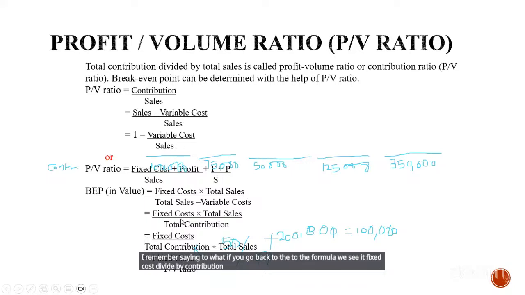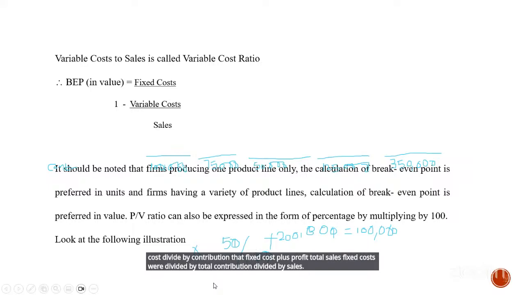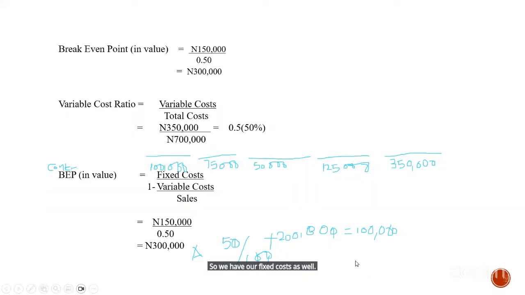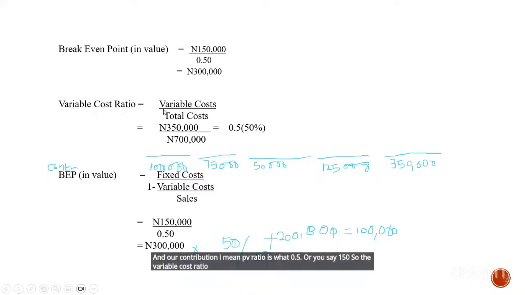That's fixed cost plus profit over total sales, but this is fixed cost divided by total contribution divided by sales. So we have our fixed cost as 150,000 naira, and our contribution, PV ratio, is 0.5. So 150 divided by 0.5 will give you 300,000 naira. The variable cost ratio equals variable cost over total cost, which is 350 divided by 700,000. That will give you 50%.